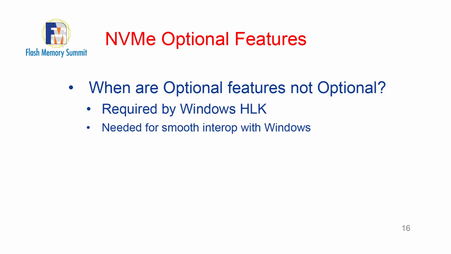So, what are these features that are required? They're optional in the spec. What does that mean? I get this question a lot, so I wanted to put this up here real quick. The optional features aren't optional when they need to pass the HLK.